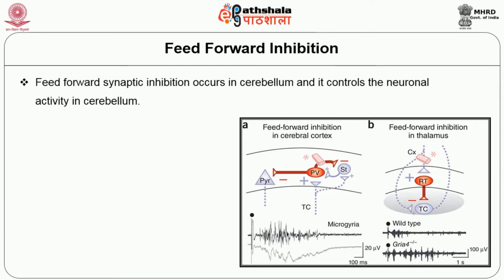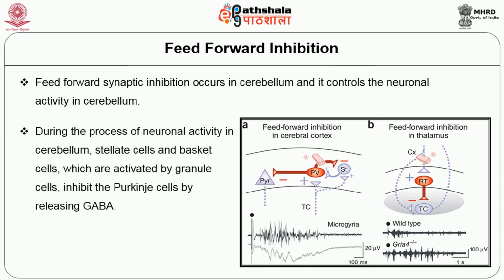The feed-forward synaptic inhibition occurs in cerebellum and it controls the neuronal activity in cerebellum. During the process of neuronal activity in cerebellum, stellate cells and basket cells, which are activated by granule cells, inhibit the Purkinje cells, thereby releasing GABA. This type of inhibition is called feed-forward inhibition.